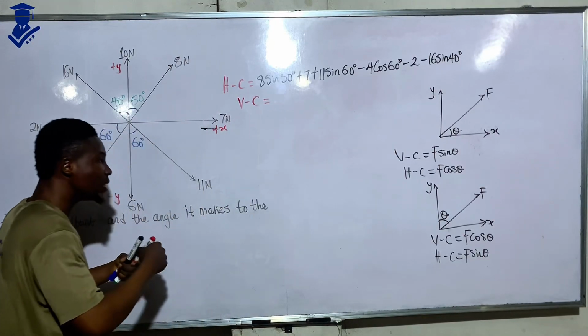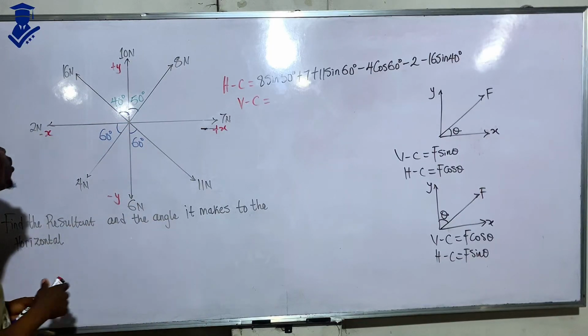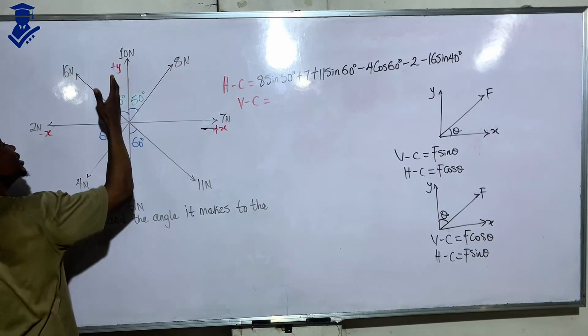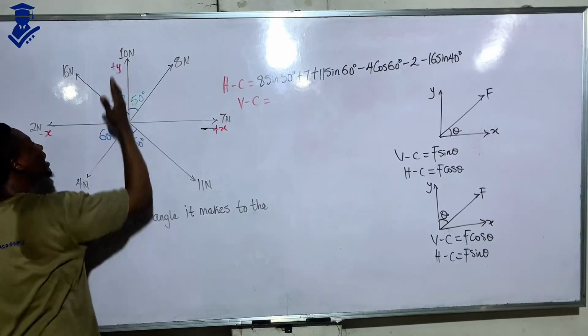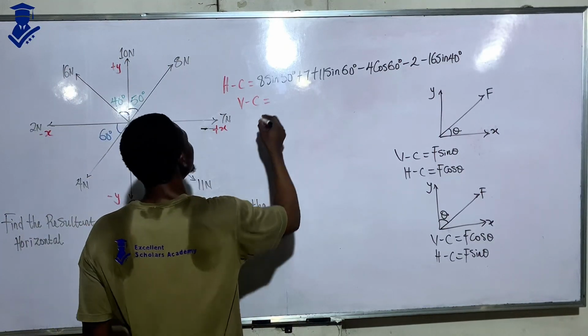Now, let's resolve for our vertical component. Let's start with the 10 Newton force. This is directly inclined on the vertical axis and is also on the positive side. So this is simply going to be what?